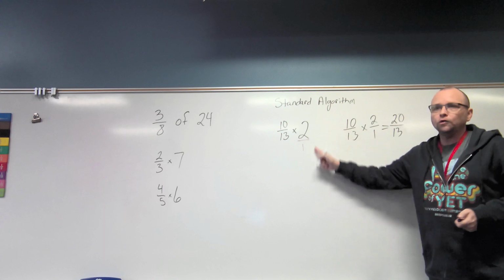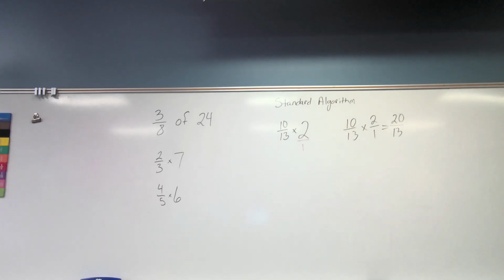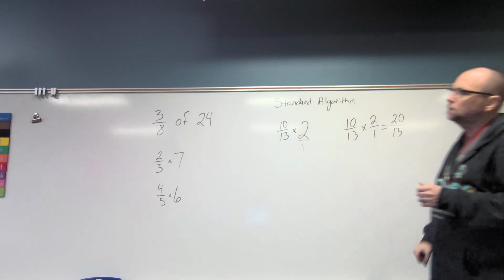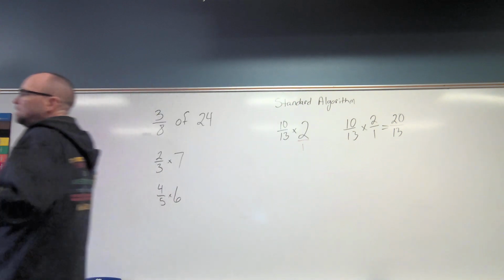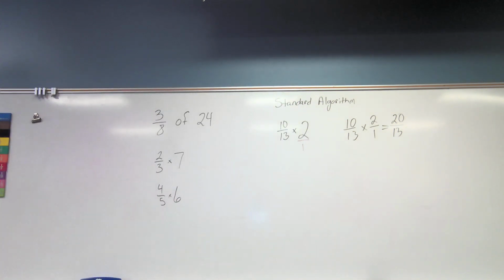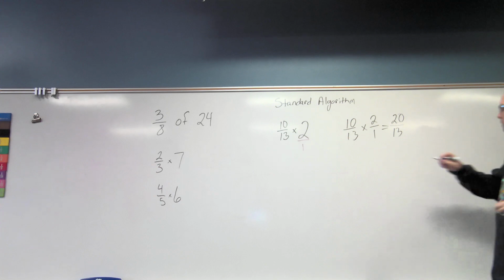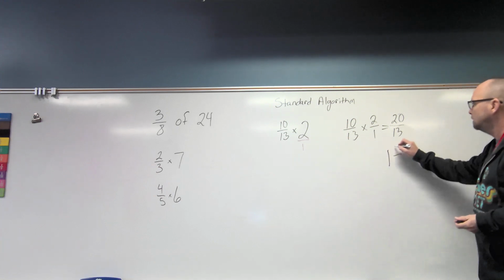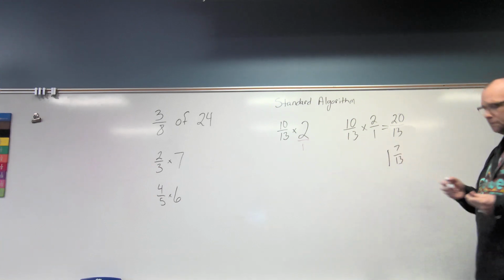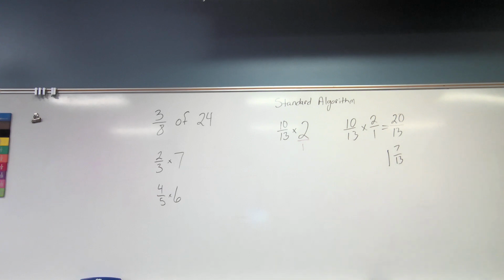So I can make my whole number into a fraction by putting it over 1. Multiply straight across, but I get what kind of fraction? Improper fraction. So how many 13s are going to go into 20? 1, and 7 left over, so 1 and 7/13. So there you go, Susankia. That's your standard algorithm.